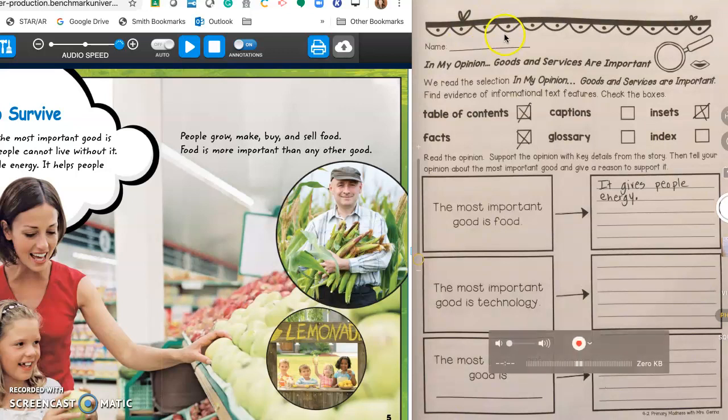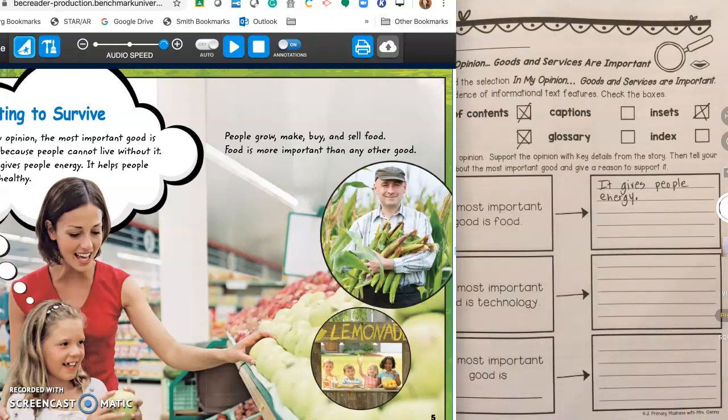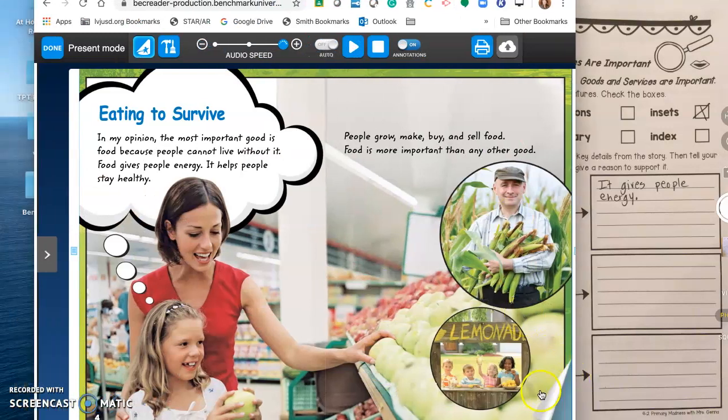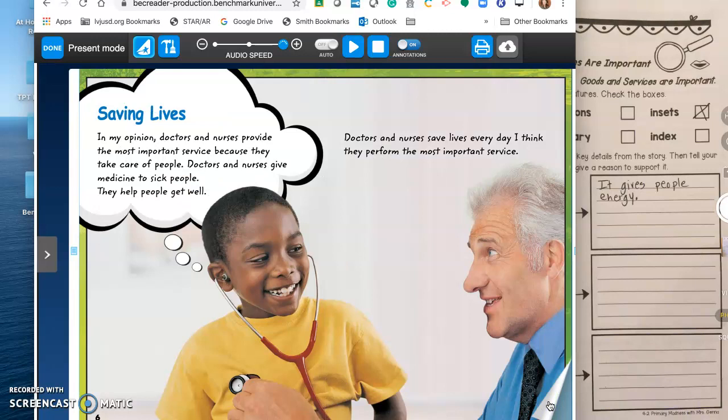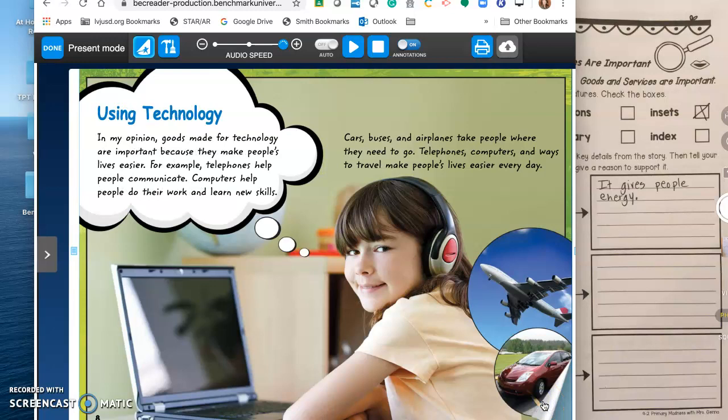Okay, the next is looking for evidence about technology. So I'm going to find that part of my text. We're just rereading parts of the text since we have already read this text together. This is about doctors, so I'm going to flip.